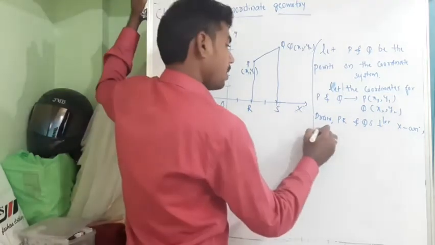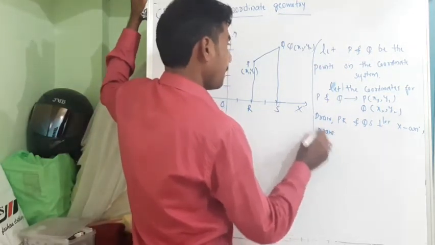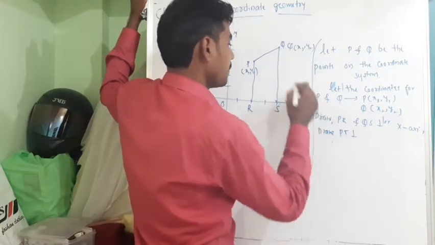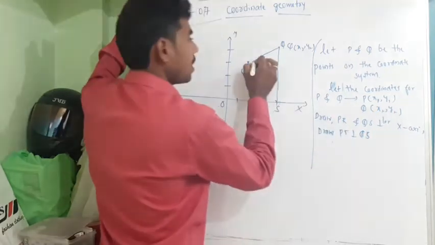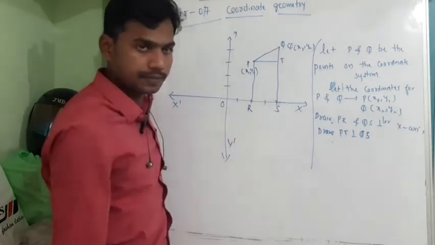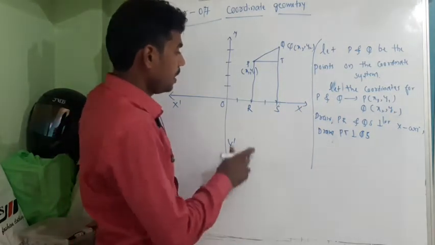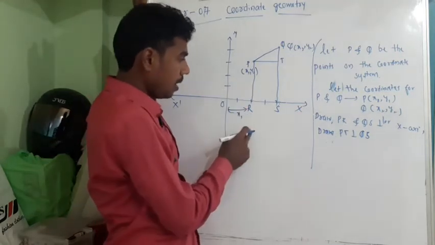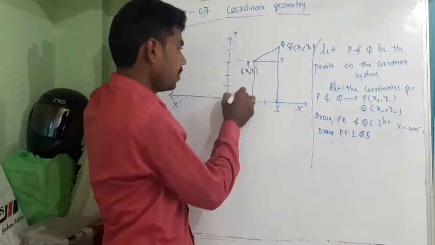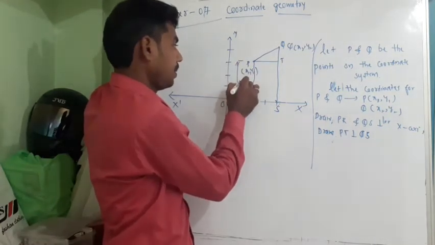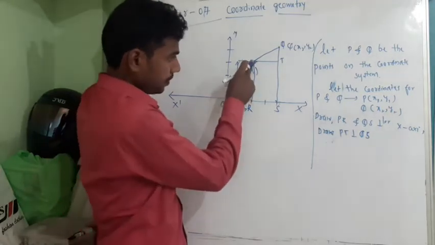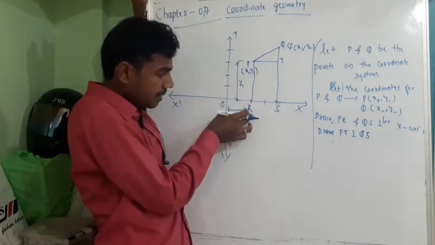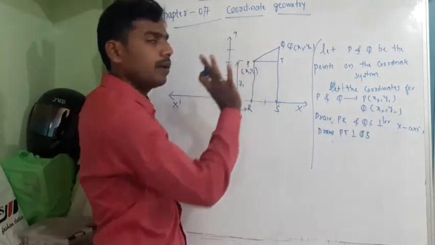Next, draw PT perpendicular to QS. So draw PT perpendicular to QS. Now see, this will be x1, and this distance will be y1. Basically, at the point the coordinates are x1 and y1. So at R, along x axis it will be x1, along y axis it will be y1.